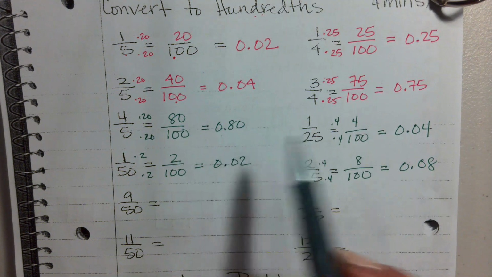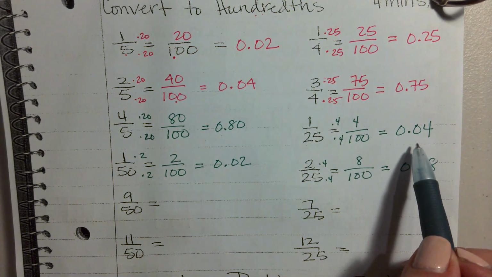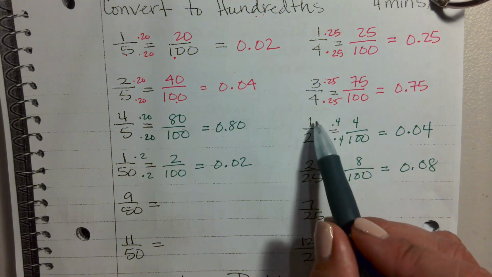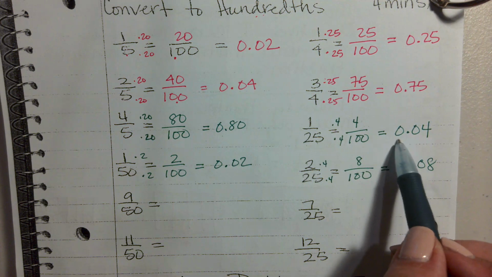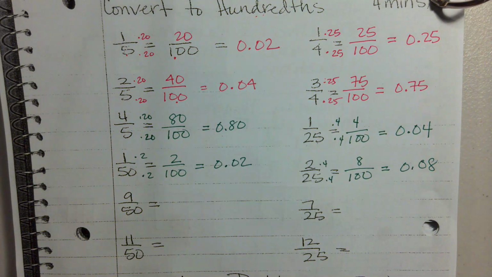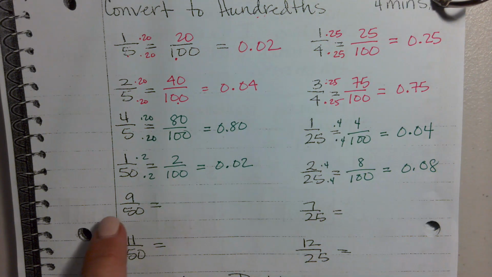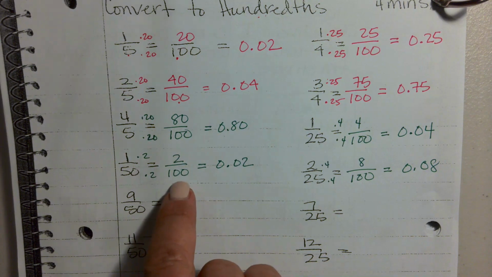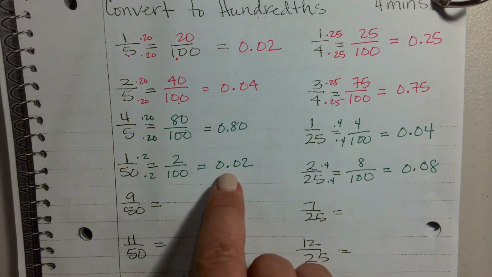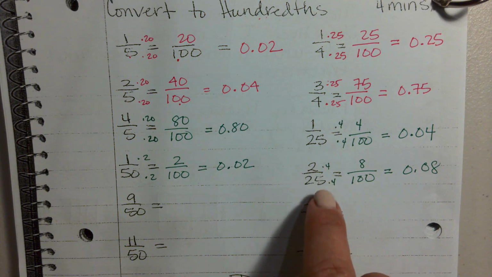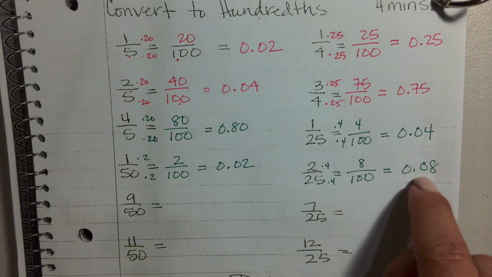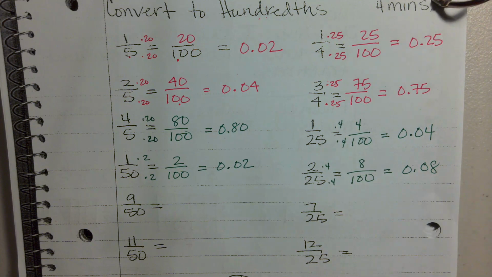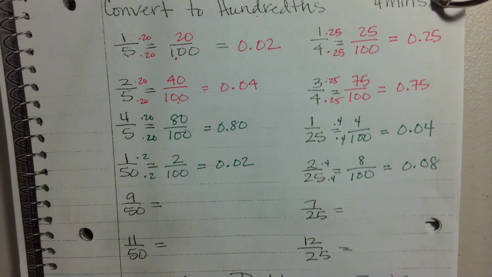80 hundredths. All right, then 1/25 for 100ths is 0.04, right? And then 1/50th is 1 over 100, which is 0.02. And then 2 over 25 becomes 8 over 100, which is 0.08. All right.